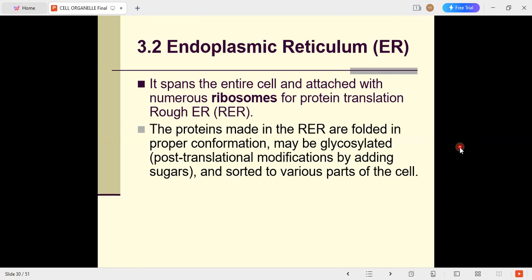Another most important organelle is the endoplasmic reticulum. It spans the entire cell and is attached with numerous ribosomes for protein translation. This type of endoplasmic reticulum is termed rough endoplasmic reticulum. Rough endoplasmic reticulum plays a significant role in the synthesis of various proteins.